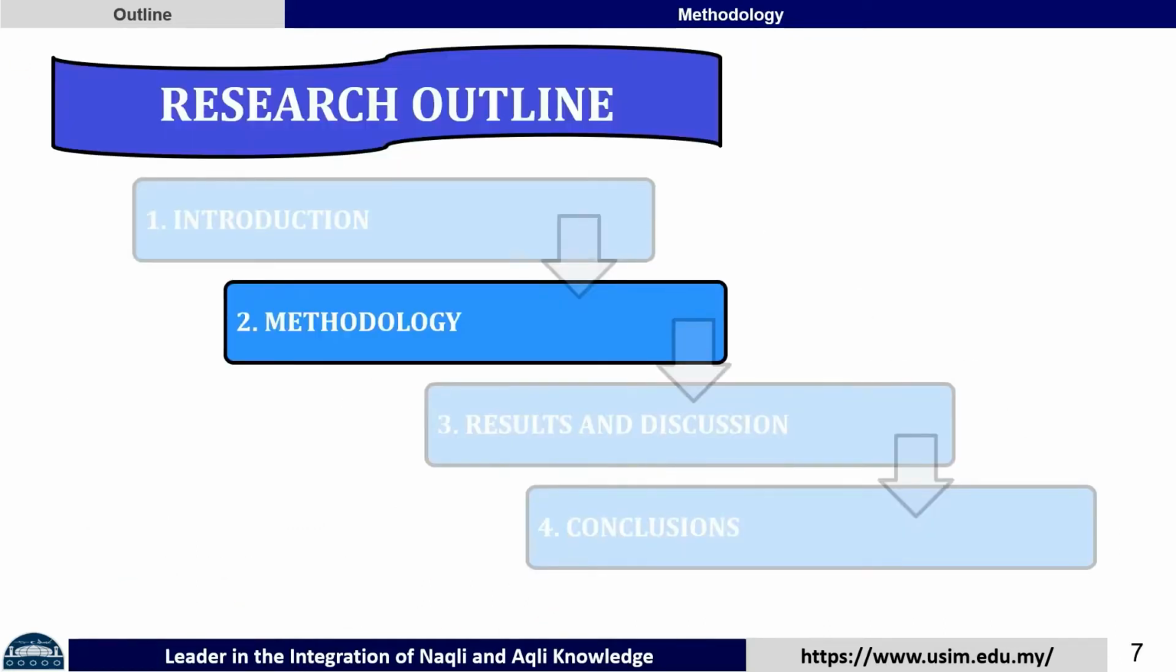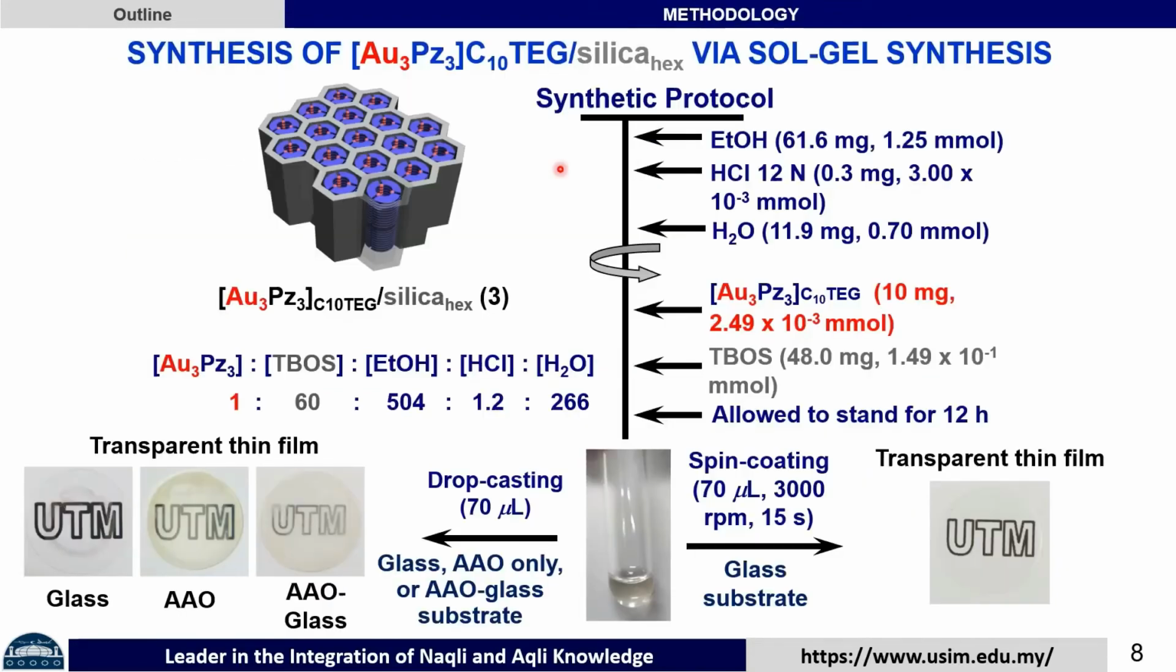For the methodology, the thin film was synthesized via a sol-gel synthesis where the gold complex was used as a template under an acidic ethanolic aqueous solution. TBOS, or tetrabutyl orthosilicate, was added as a silica source according to this composition.